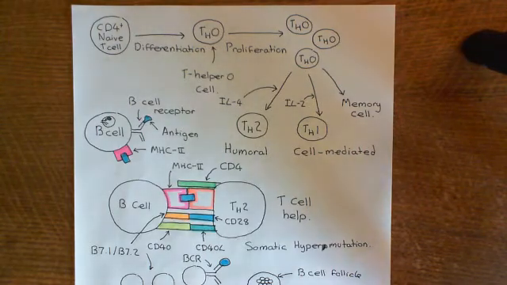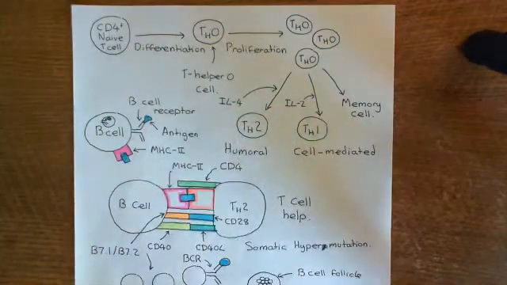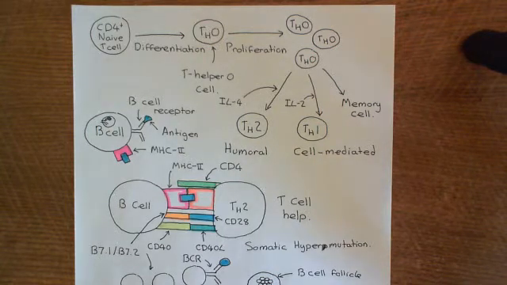Alternatively, some of these T helper 0 cells may differentiate into memory cells, and these will remain within the lymph node. It will mean that you have a greater population of T cells which have this T cell receptor complementary to this specific antigen fragment within that lymph node.